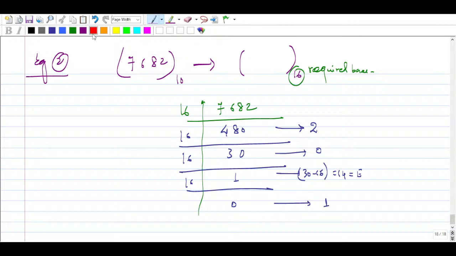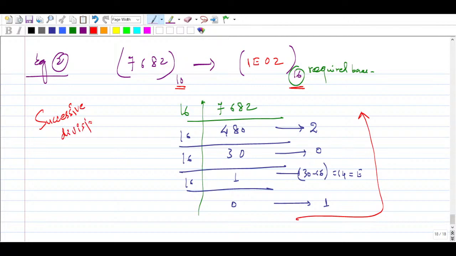So you can now collect from bottom to top. You will get 1, E, 0 and 2. Now you have successfully converted from decimal to hexadecimal. So if you want to go from decimal to any number system, you have to perform successive division and collect all the remainders from bottom to top. I hope this makes sense to everyone. Next.